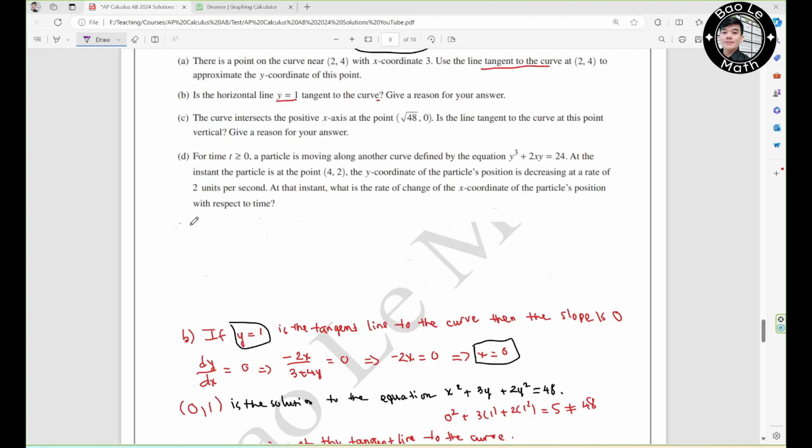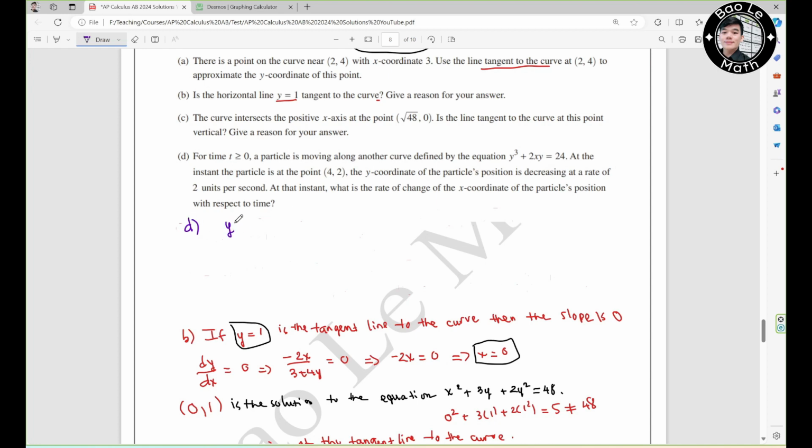Now let's move on to question D. For time t greater than or equal to 0, a particle is moving along another curve defined by the equation y cubed plus 2sy equals 24. At the instant the particle is at the point (4, 2), the y-coordinate of the particle's position is decreasing at a rate of 2 units per second. At that instant, what is the rate of change of the x-coordinate of the particle's position with respect to time?